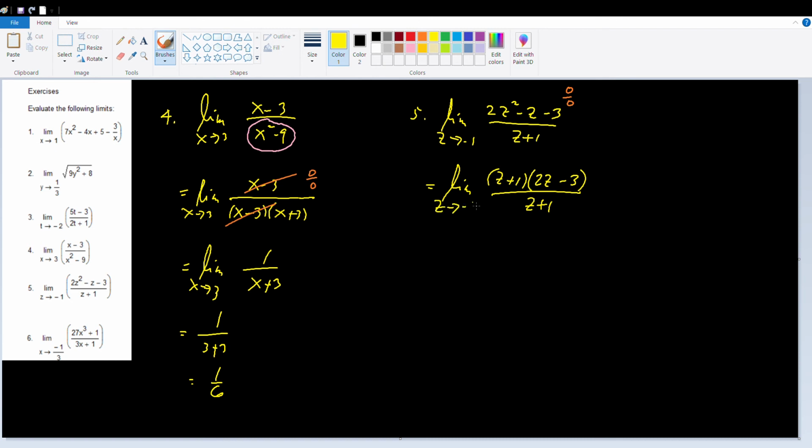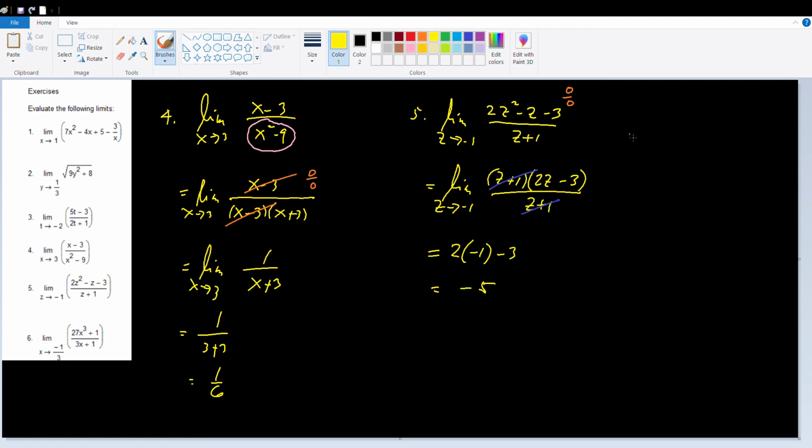As you can see, we can cancel out the factor c plus 1. So we now proceed by applying the substitution method. 2 times negative 1 minus 3. There is no more denominator because that's already 1. So let me rewrite this. It will just be 2 times negative 1 minus 3, and that will be negative 5. Alright?